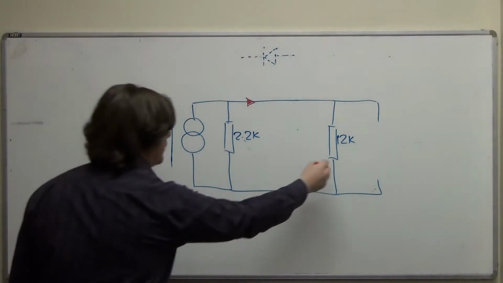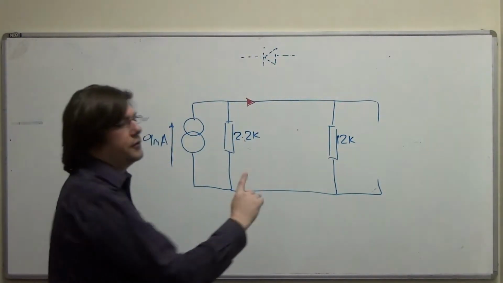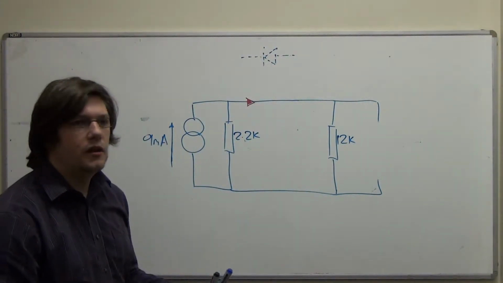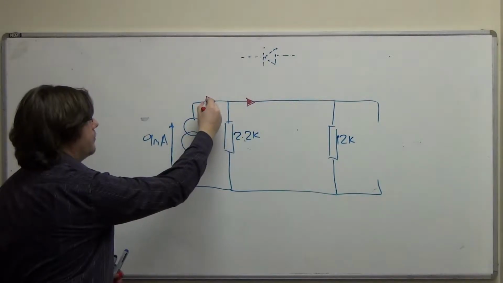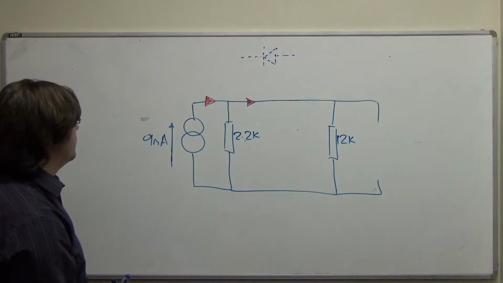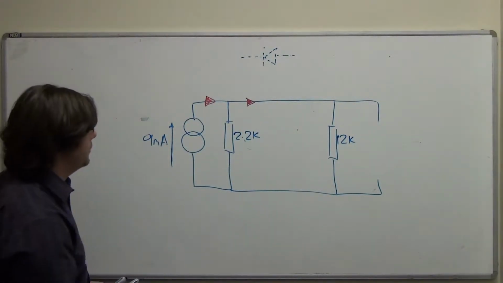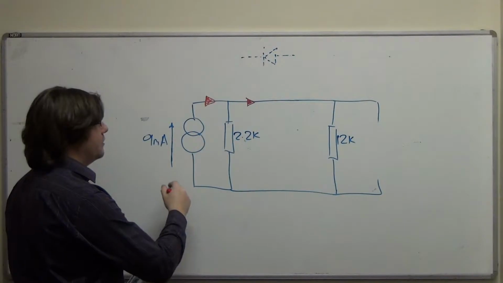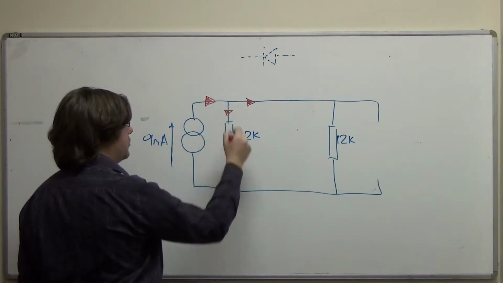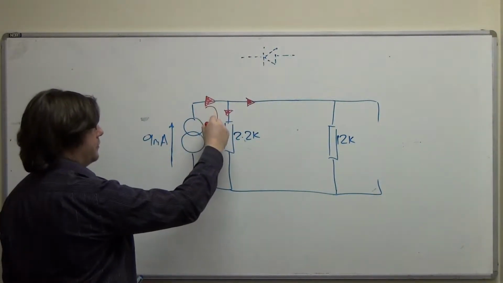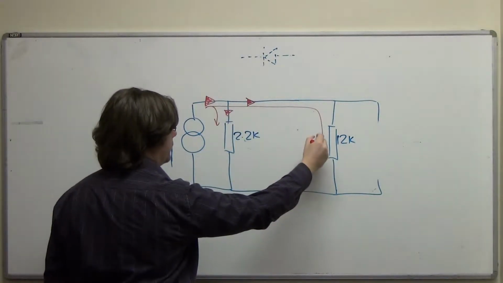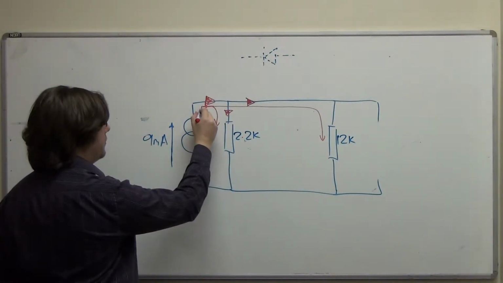So we can't just parallel up these 2 resistors and then work out what the current is, because that would be the total current leaving the 9 milliamp source, 9 milliamps by the way. So what we've got to do is say 9 milliamps is shared out between this resistor and this resistor, and the share that the 2.2k gets will go down there, and the share that the 12k gets will keep going and go down there.